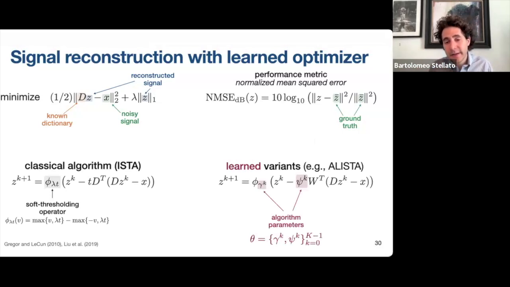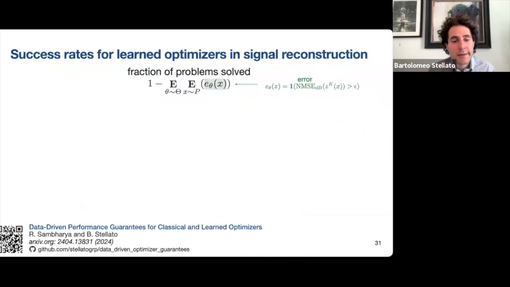The idea of these learned variants is that we take hyperparameters of these schemes and learn them through the procedure that I mentioned before. For example, in this case, the hyperparameters could be the soft thresholding parameter, gamma k, and the step size psi k that we will learn. This will be a sequence of parameters for k equal to 0 to capital K minus 1. And this will be our variable theta, which is the hyperparameter of the methods that we learn. So let me show you the behavior of this scheme.